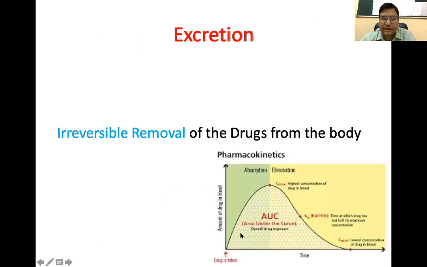Excretion of a drug is the irreversible removal of the drug from the body. If we see this plasma concentration time graph, when the drug is taken, slowly with absorption the plasma concentration of the drug reaches a peak, and then the elimination of the drug starts. When elimination is more than absorption, the drug level in the plasma starts to decrease, and this elimination decreases the plasma concentration of the drug.